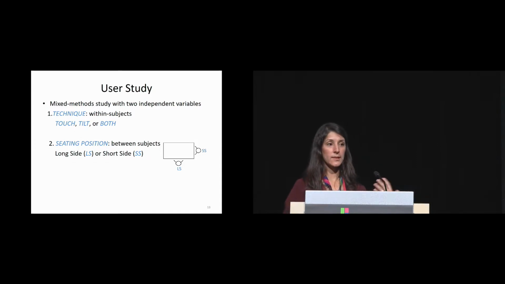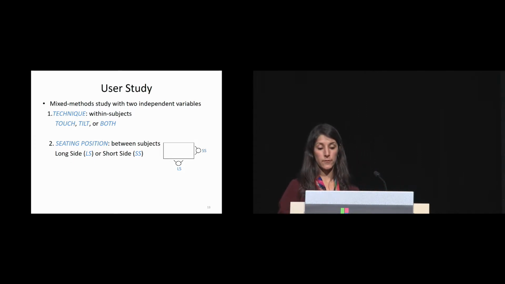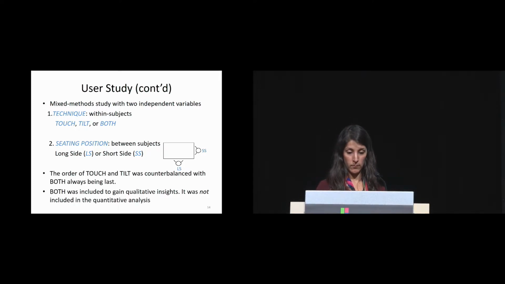This seating position is referred to as the kitty corner in the literature, and we know that it is the most preferred seating position for collaboration. The order of touch and tilt was counterbalanced, with both always being last. And please note that both was included to gain qualitative insights only, and it was not included in the quantitative analysis of our data. Please see our paper for details on that condition. In the interest of time, I won't talk about that.